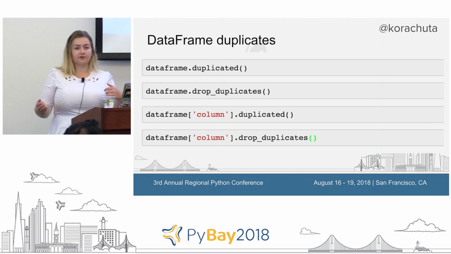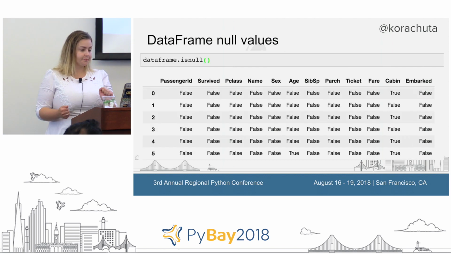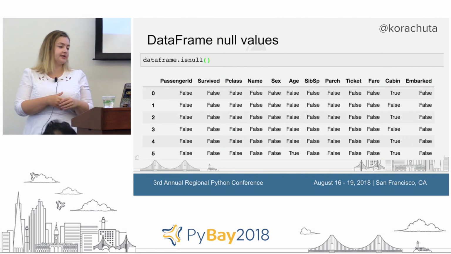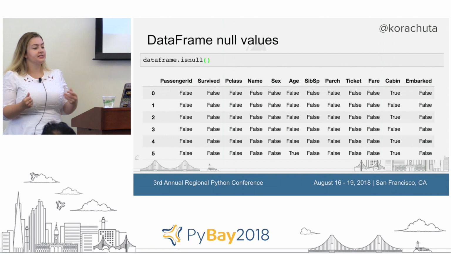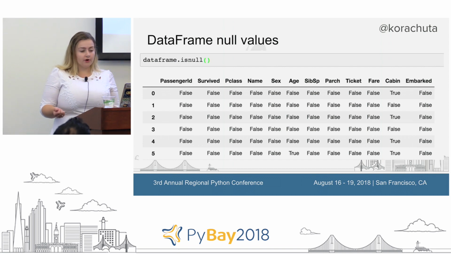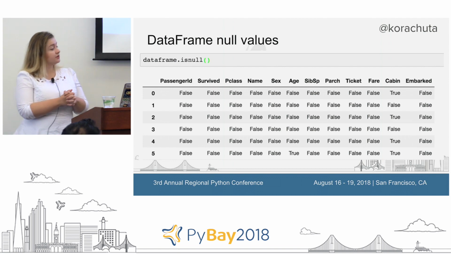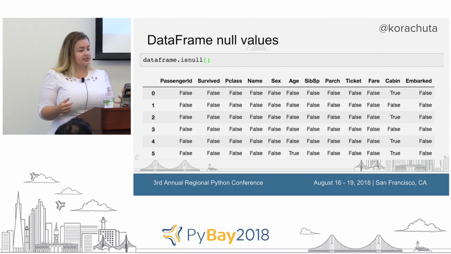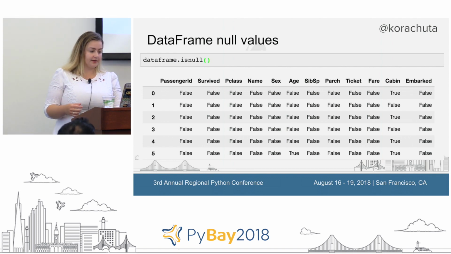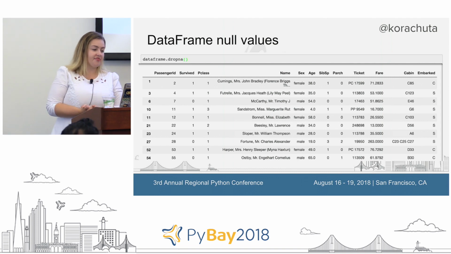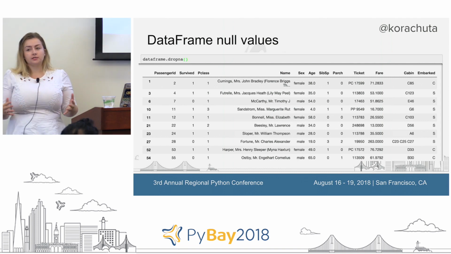And same with dataframe column drop duplicates. And null values: when I do dataframe.isnull, we will see a Boolean value of whether an entry in a row is null. For most of them, they're not nulls. We can see that for the first entry on cabin, we have a null value. And then dropna drops any row that has at least one null value.